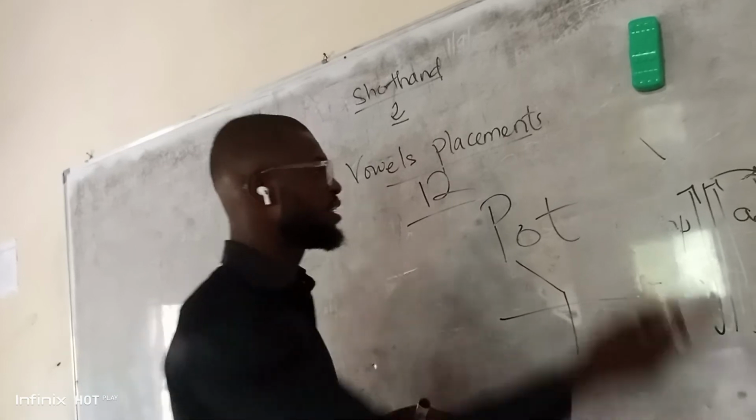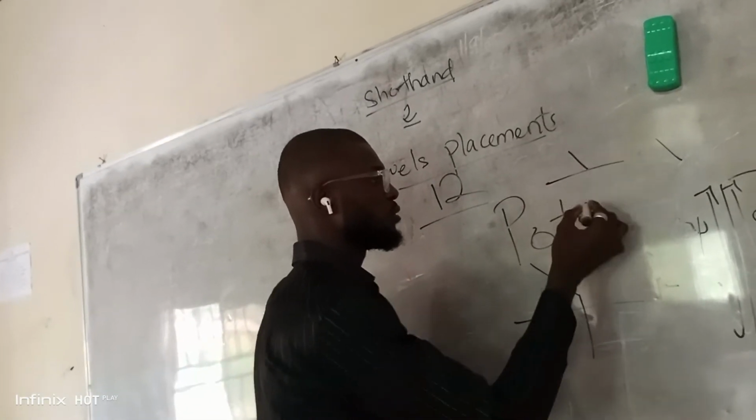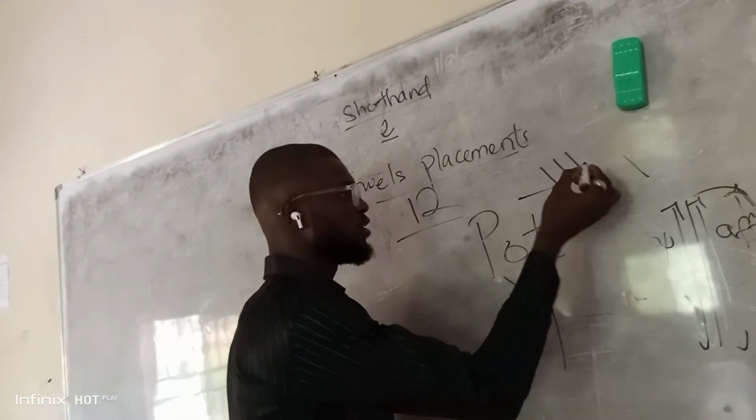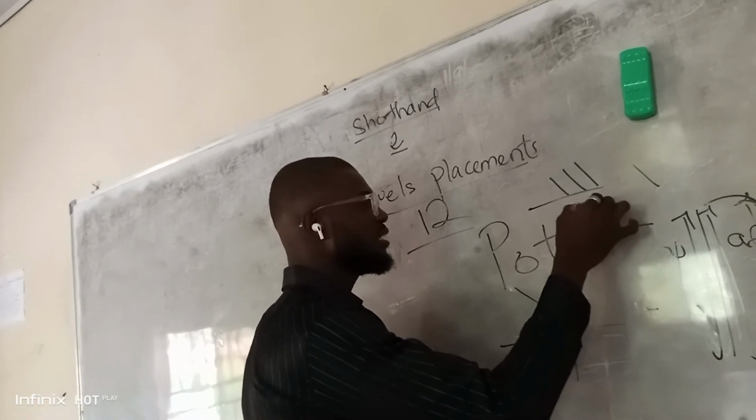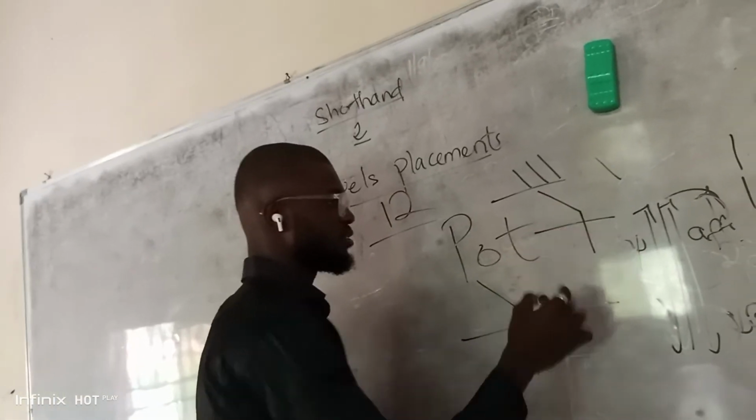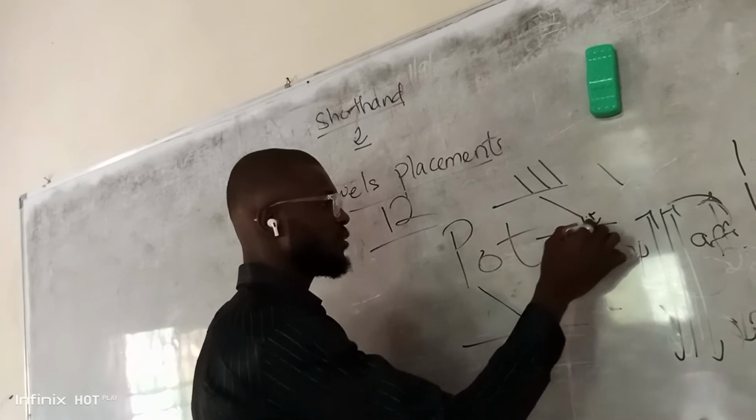If you want to write your P above the line, it should not be to this level. It should be clearly observed.